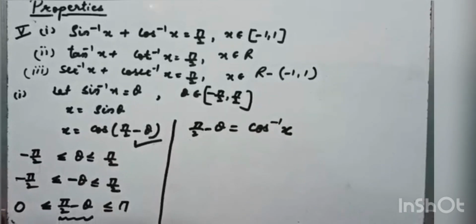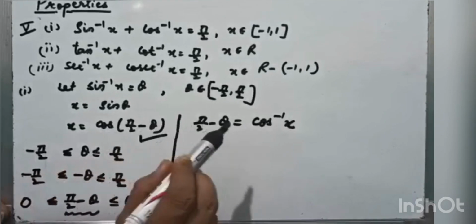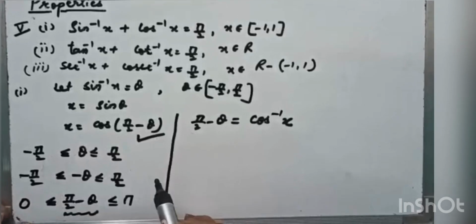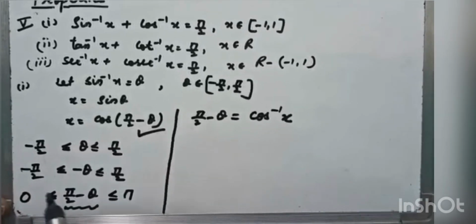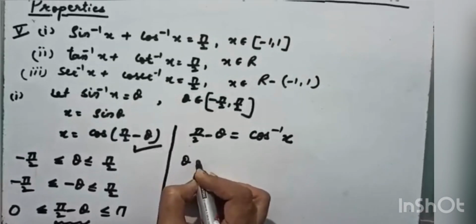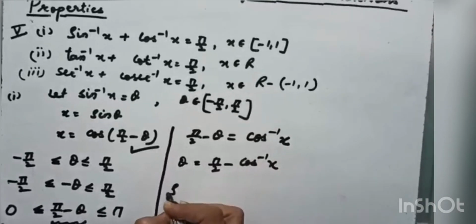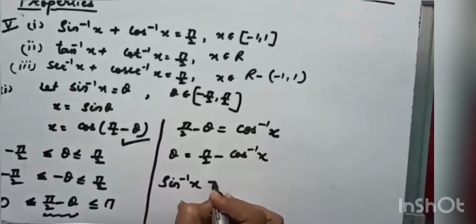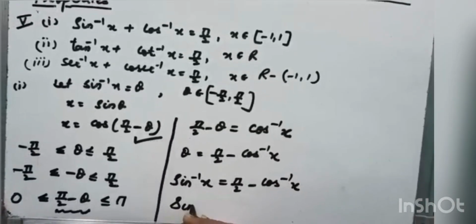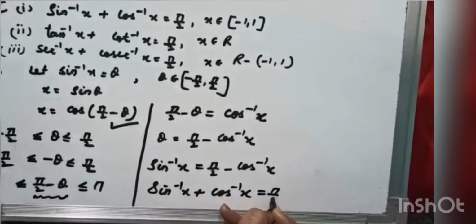So this implies that in this step pi by 2 minus theta can be written as cos inverse x. This is a very important concept. When x is equal to cos of 90 minus theta, we cannot directly write it this way. This is only possible if the angle belongs to the principal branch for cos inverse x, so we need to check this. Now theta is equal to pi by 2 minus cos inverse x, and our theta is sin inverse x.